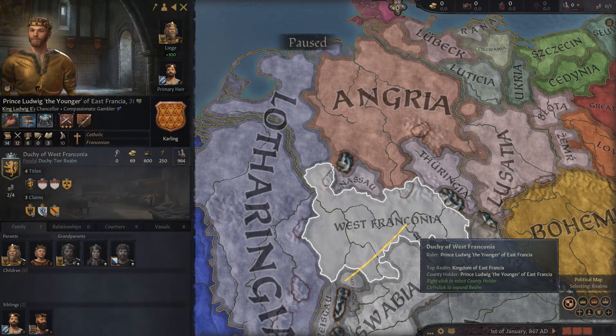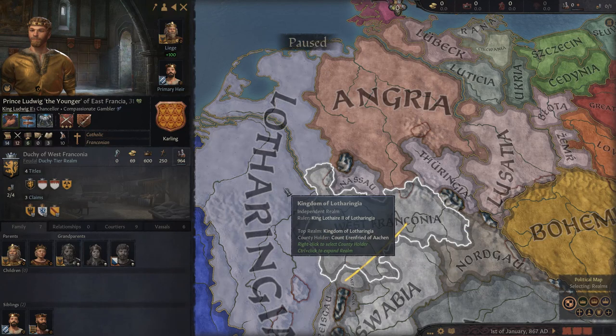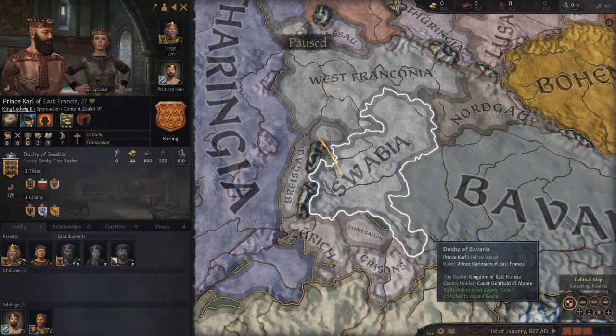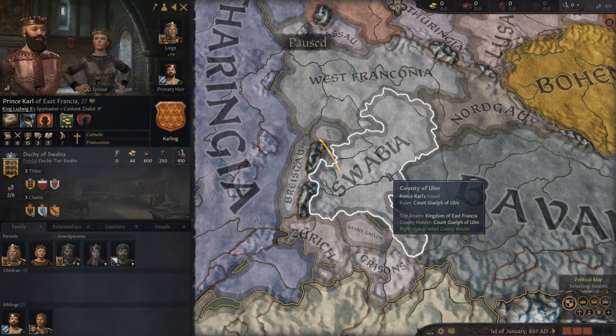Now, the problem is, if you decide, I'm not going to go to war with my brother, it's going to be a little bit difficult. So maybe you just have to go to civil war to overthrow your brother eventually. But who knows what happens when Lotharingia falls into who knows whose hands. To the south of West Franconia, we have Swabia, or Schwaben.